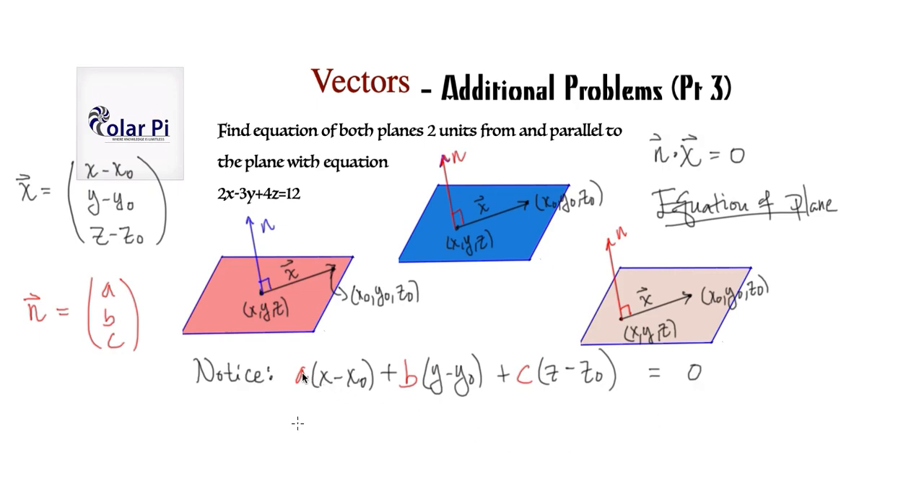Now, if we distribute the a, the b, and the c, notice that a times negative x0, that's just a constant, and b times negative y0, that's a constant. C times negative z0 is a constant.